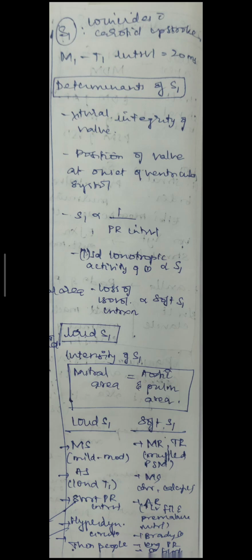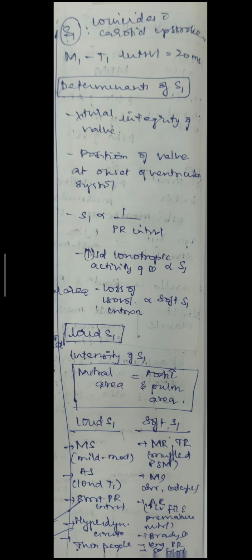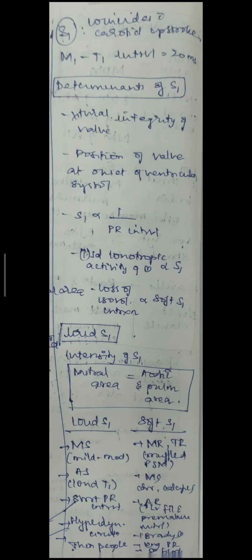But before going into the loud and soft S1 conditions, we have to know when we call S1 really loud. S1 is really loud when the intensity of S1 at the mitral area is the same as that at the aortic and pulmonary areas. Only in such a condition will we call S1 a loud S1. As I said, whenever the isovolumetric contraction of the heart is increasing, S1 will be increasing.